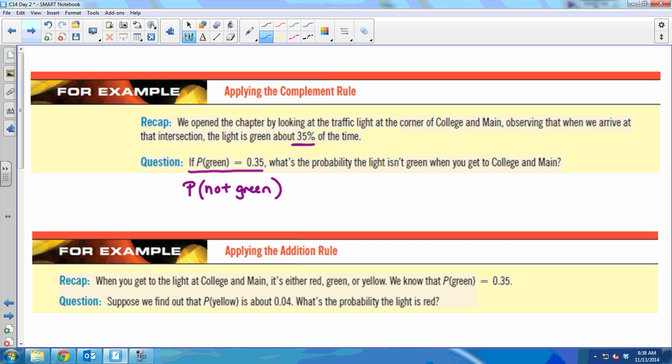This is on page 330. That's 1 minus 0.35, which is 0.65. And make sure you're using the notation.